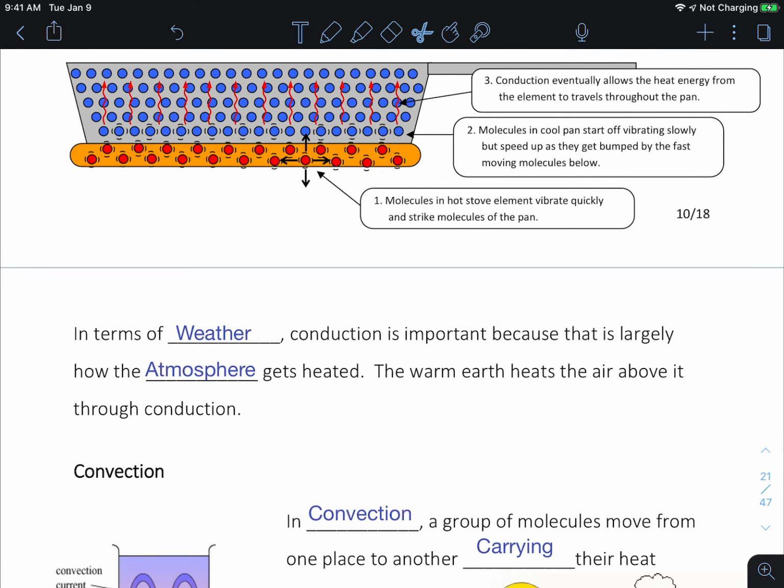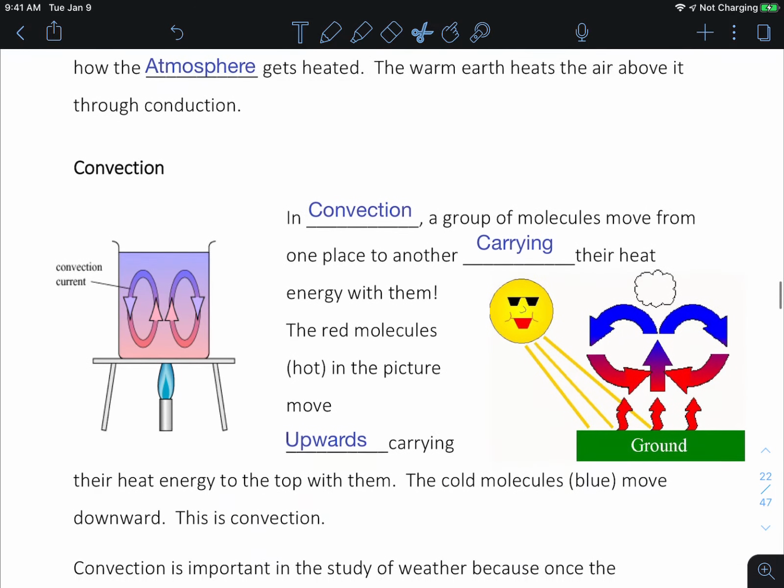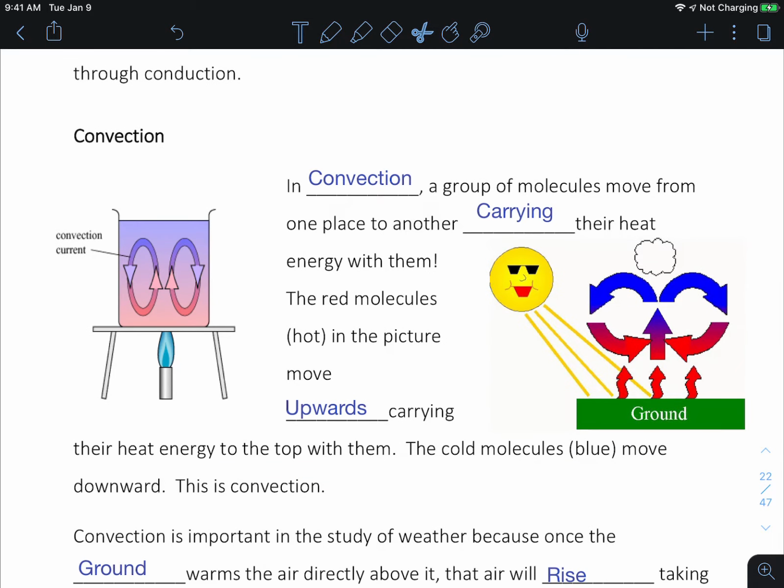Okay, but those particles don't stay there. They undergo another process called convection. So in convection, a group of molecules move from one place to another. They carry their heat energy with them. The red molecules in the picture move upwards.